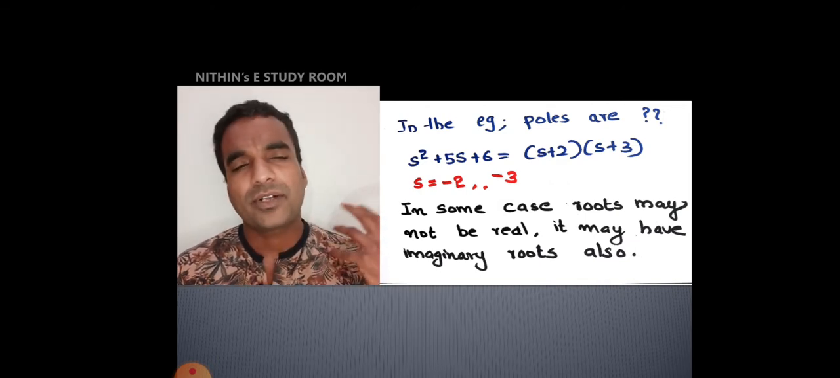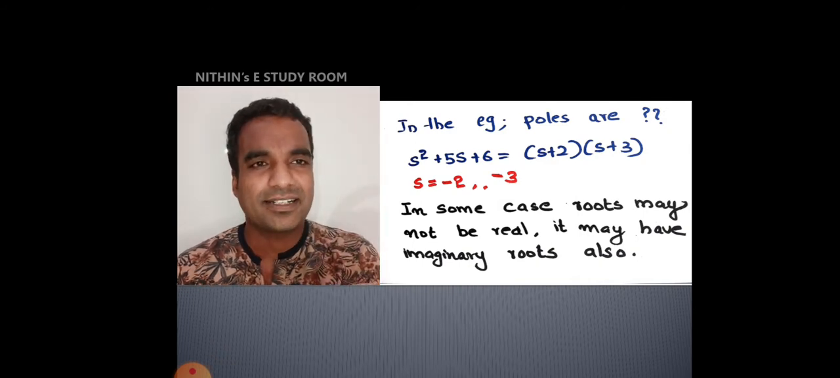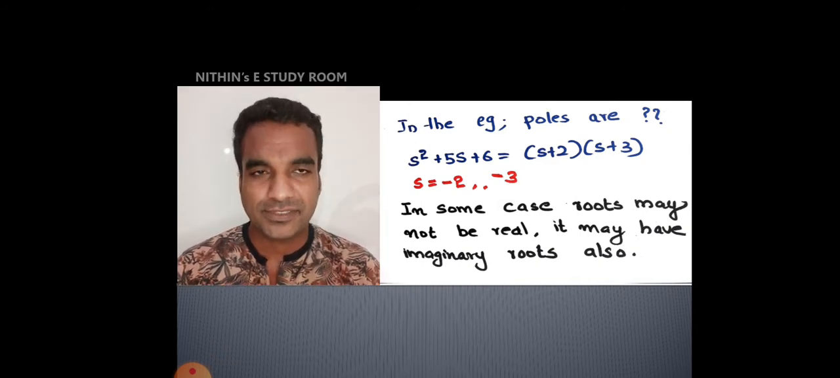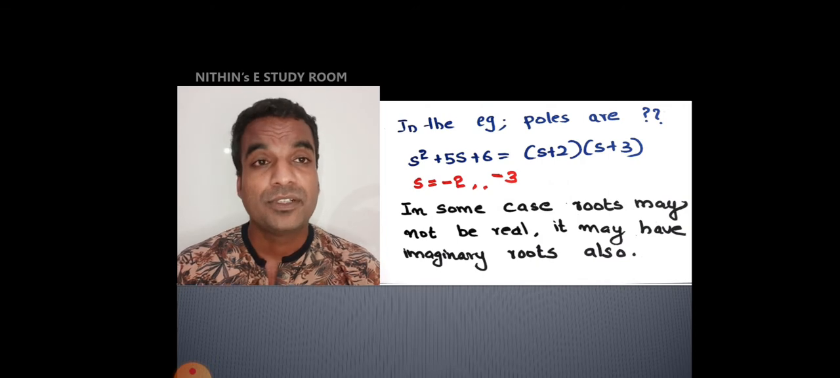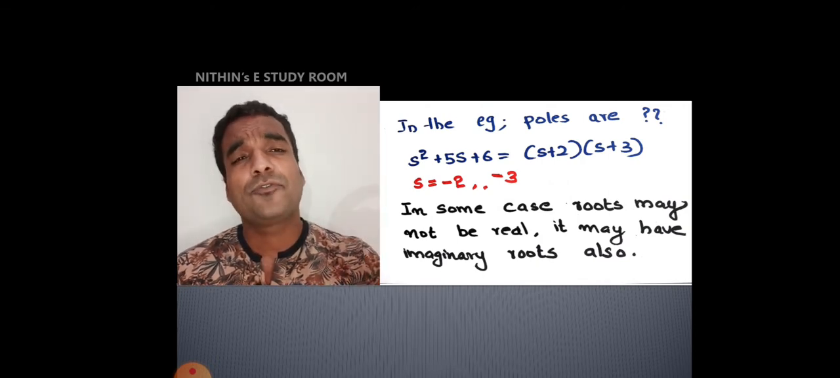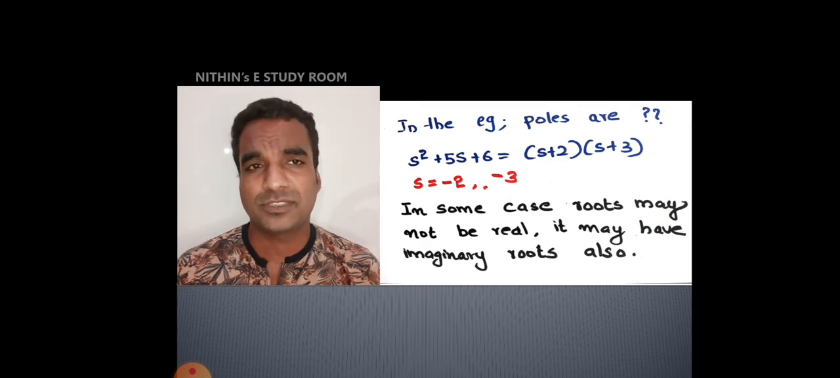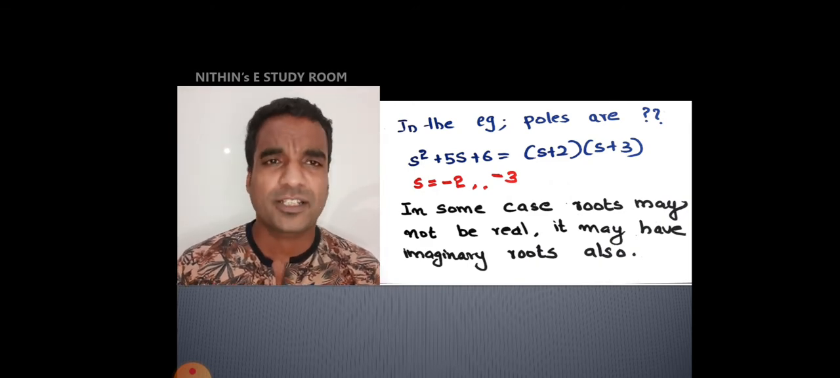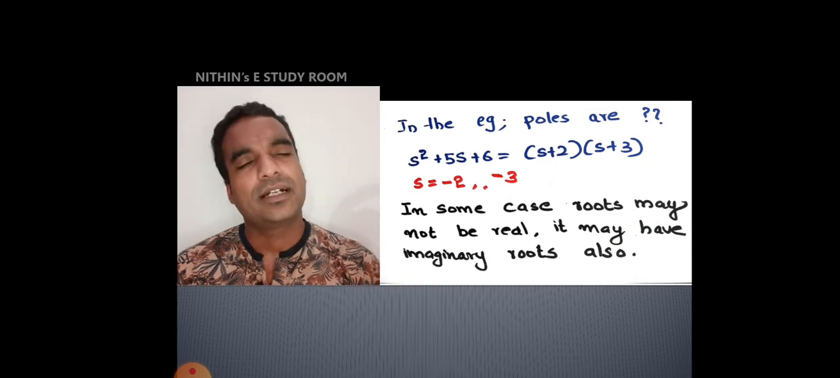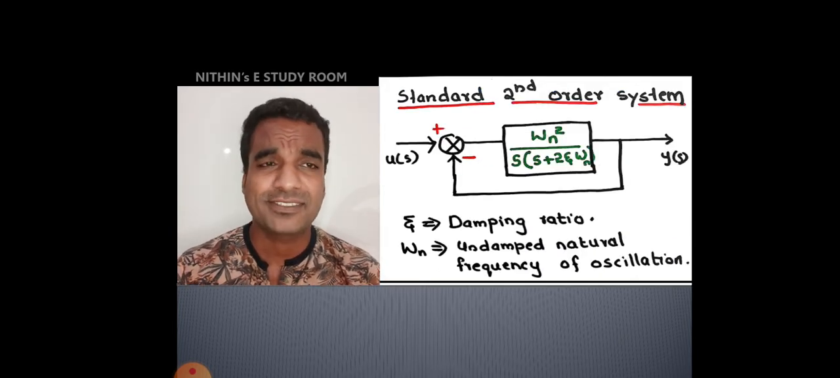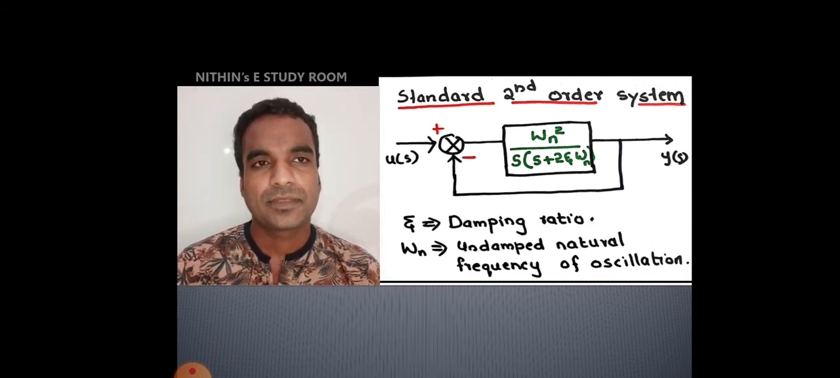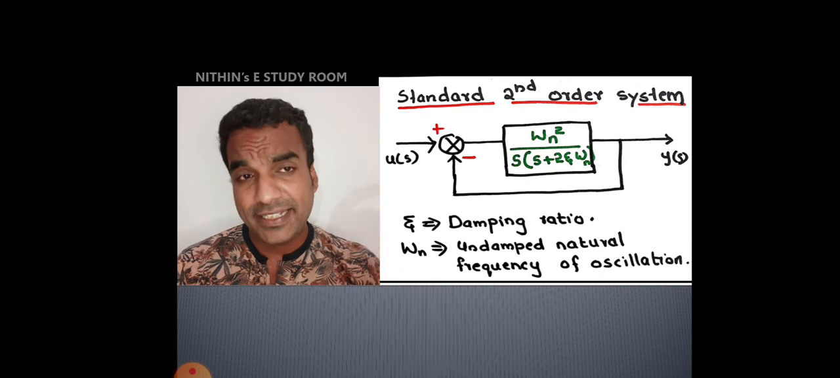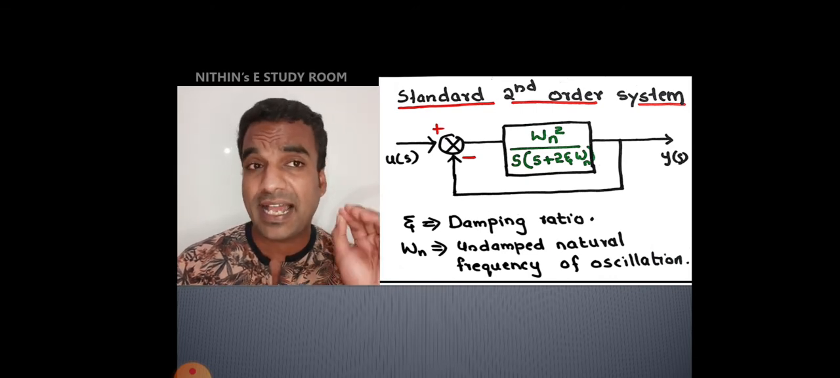So our aim is we should have a standard reference model for second order differential equations, like we already did in first order control systems. That model should be capable of representing all types of poles. It may be real poles, it may be imaginary poles, whatever. So I am going to derive such a standard representation for a second order system, the standard second order system. Any second order system can be represented like this. That is the concept.